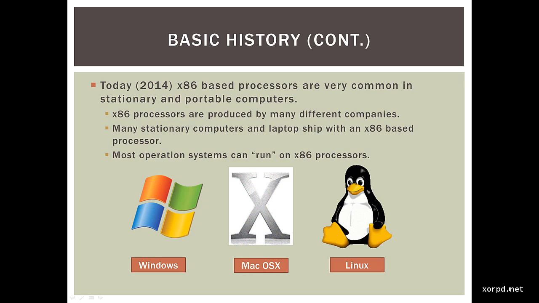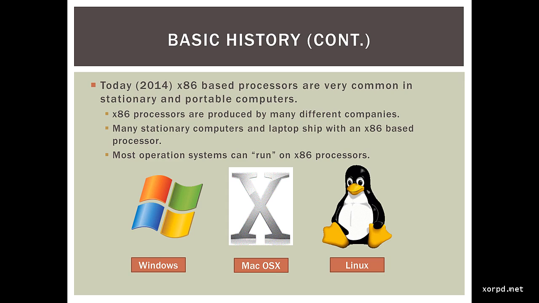Today, in 2014, x86 based processors are very common in stationary and portable computers. x86 processors are produced by many different companies. That means not only Intel and AMD, there are other companies that create x86 compatible processors. Many stationary computers and laptops ship with an x86 based processor. Also, most operation systems can run on x86 processor.